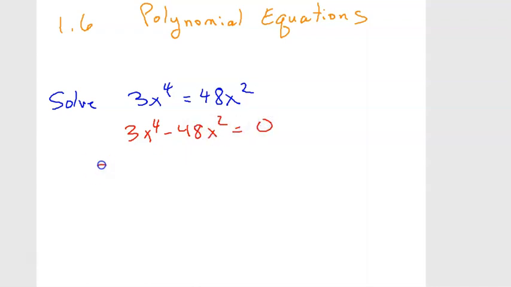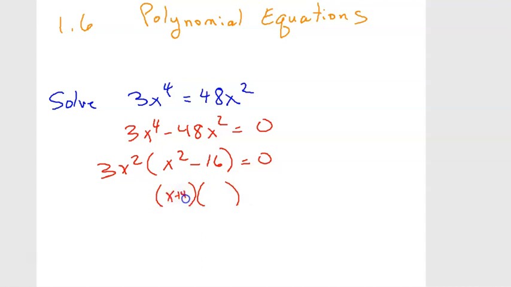And then we're going to factor out the GCF, so 3x squared. Then notice this can factor even more. And then you set each of these equal to 0, which is going to give you an answer of 0. This is going to give you an answer of -4, and this is going to give you an answer of 4.